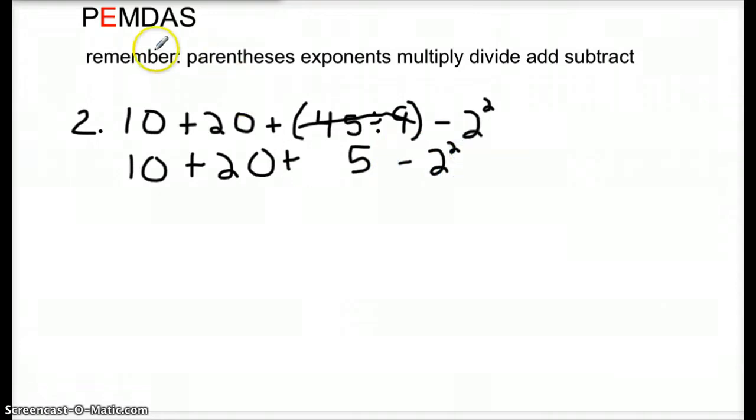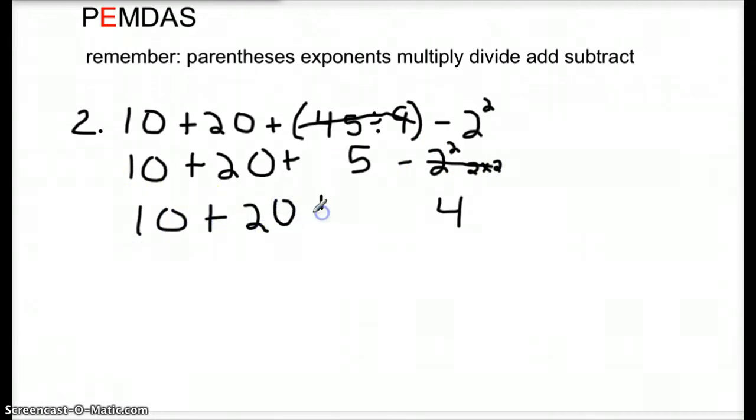The next thing I'm going to do is the exponent. So I'm going to come over here and I'm going to remember that that is 2 times 2. That's what this is. So that means that 2 times 2 is 4. And I take that away, but all of this, remember, stays the same because I still have this math portion left to do. Okay. Now I've done parentheses and exponents.